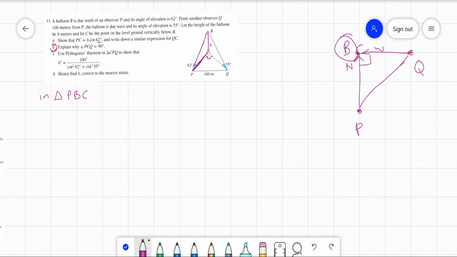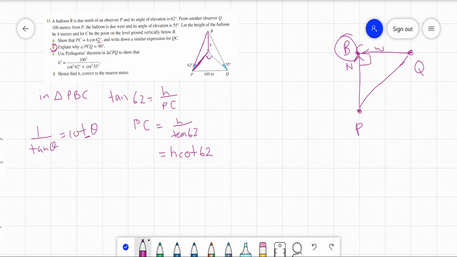And in that triangle, you can see if I use tan 62, I'm going to get H on side PC. And if I make side PC the subject, I've now got H on tan 62. Or remember, 1 on tan, so the reciprocal of tan is cot. So that is the same as H cot 62. Yeah? So remember, 1 on tan theta is equal to cot theta. So the third letter tells you which reciprocal. Okay, so we know PC is H cot 62.